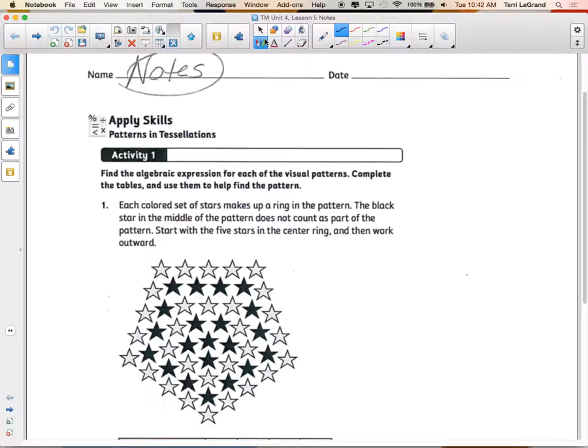It's kind of hard to read, especially when I write it in cursive, isn't it? Tessellations. So I can write algebraic expressions. Expressions don't have equal signs in them, so that's why we're not going to say equations. We're going to have just expressions. Algebraic means there's going to be at least one variable involved in it. And patterns, we've been working with patterns.